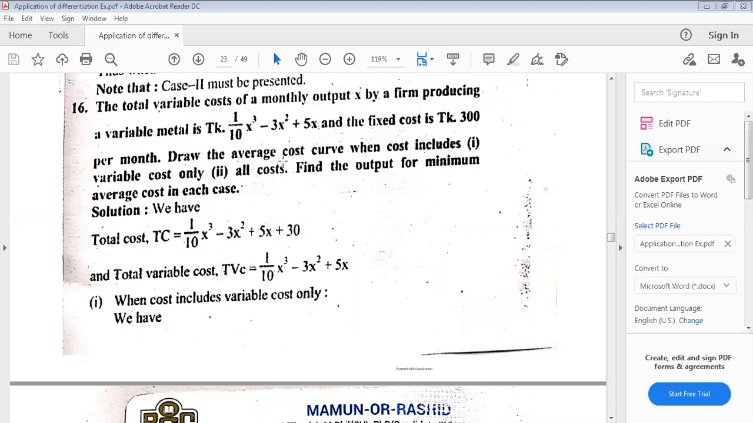Draw the average cost curve when cost includes, number one, variable cost only. If only variable cost is included, then we have to draw the cost curve and, in all cases, find out the minimum average cost. Okay, what will the total cost be? Variable cost plus 300. One zero is absent here, but this will be 300.